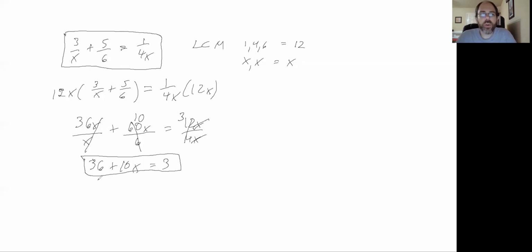So how am I going to go about solving this? I have 36 plus 10x is equal to 3. First I'm going to subtract my 36, and I get 10x is equal to negative 33. And when I divide both sides by 10, I'm going to conclude x is equal to negative 3.3.